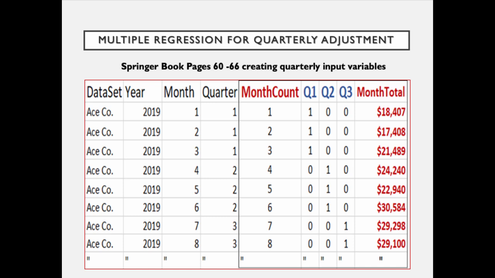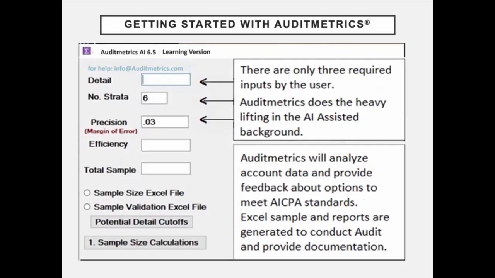We need a new model with 2 predictor variables, monthly and quarterly predictors, using multiple regression. It is a statistical technique that uses several explanatory variables to predict the outcome of a dependent variable. In essence, multiple regression is an extension of ordinary least squares, OLS, or bivariate regression that involves more than one explanatory variable. Springer Book pages 60 to 66 cover in detail how to create the quarterly input variables.